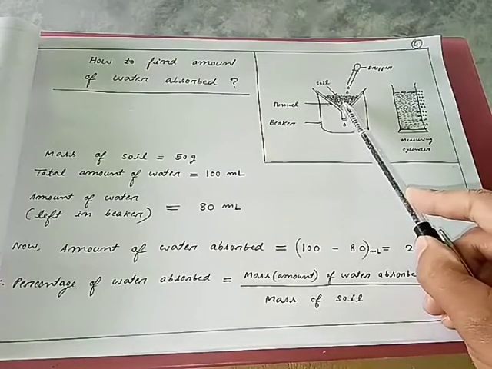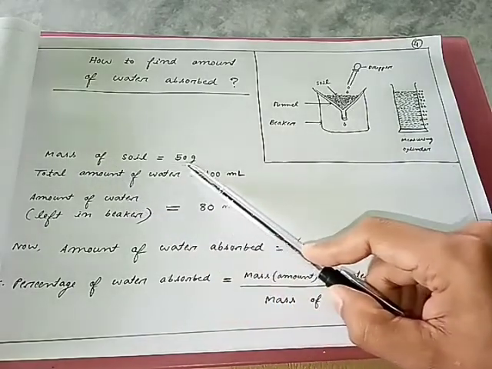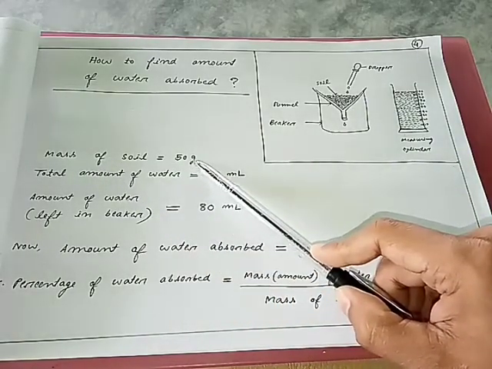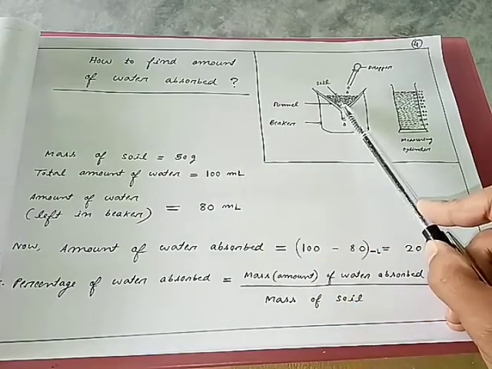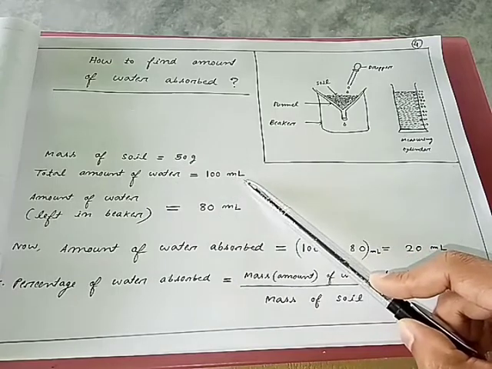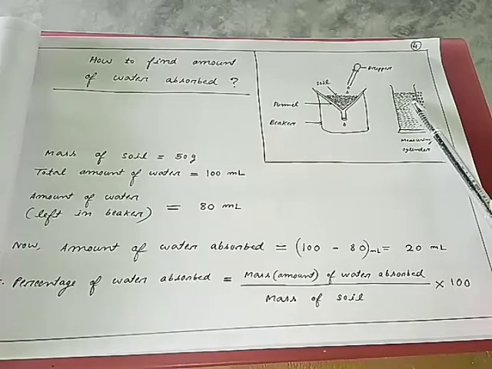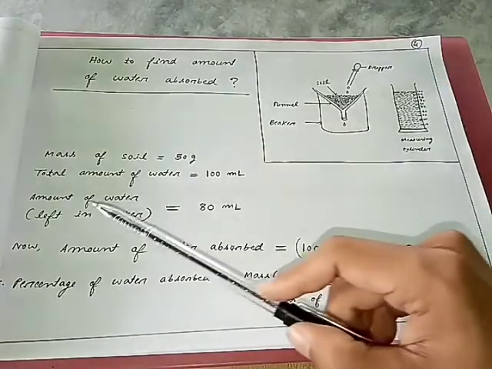So the mass of the soil is 50 gram. We are taking 50 gram soil. Total amount of water is 100 ml. So we are taking 100 ml water.